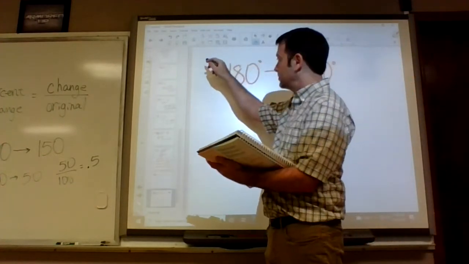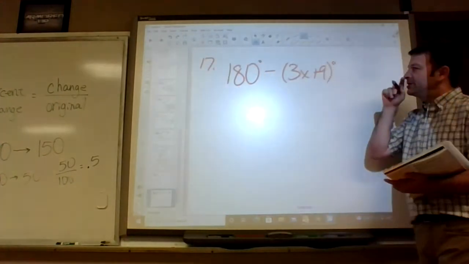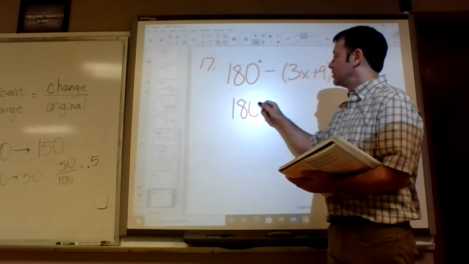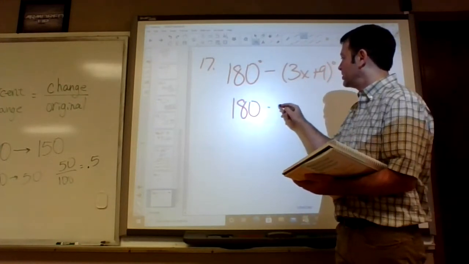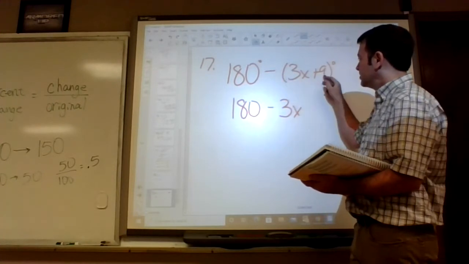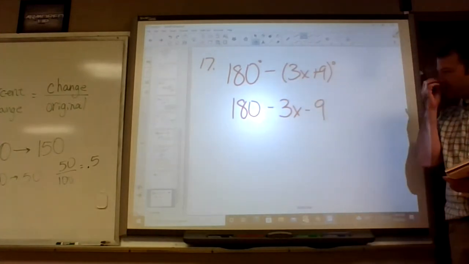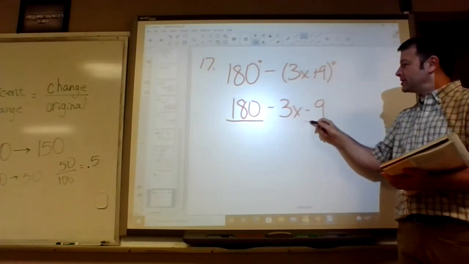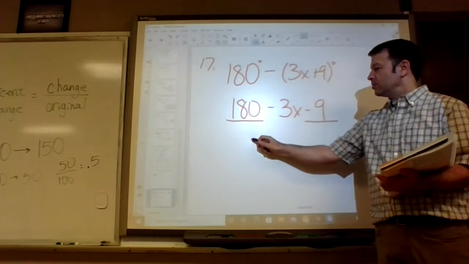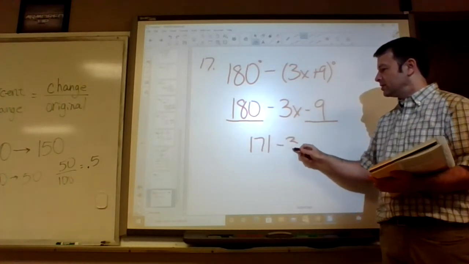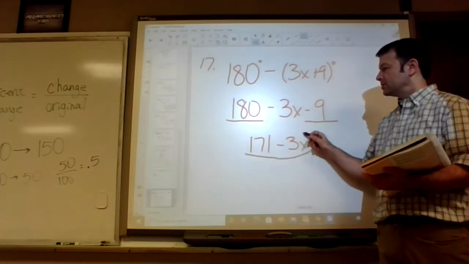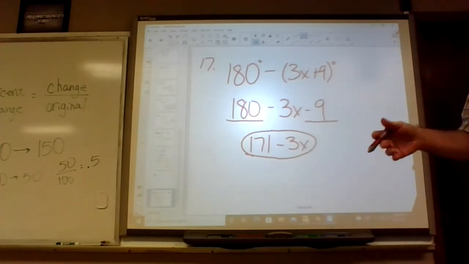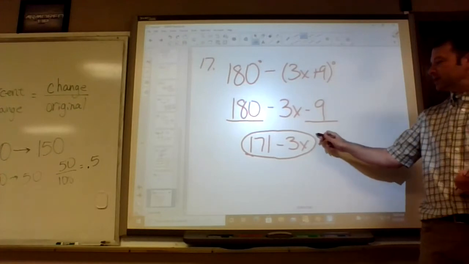This is number 17. Okay, can we simplify that a little bit? You can distribute the minus. It's not a multiply problem. 180 minus 3x minus 9. Now what can I do? 180 minus 9 is 171 minus 3x. Can't divide by 3. We're not solving an equation, we're just simplifying. Do we put the degree symbol? Yeah, technically I should put a degree symbol. I usually put parentheses and then the degree symbol out there.